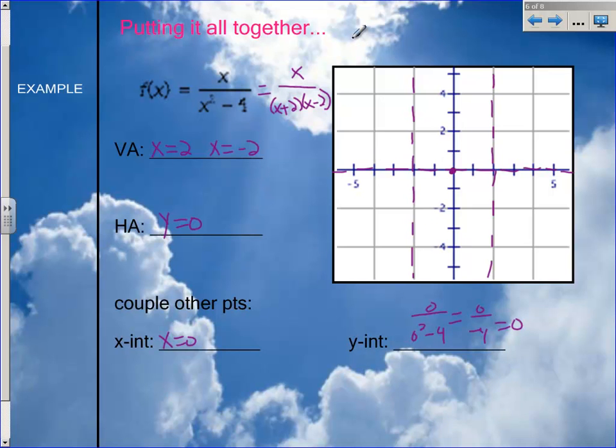When x is -3, I'm going to have -3 over -3 squared is 9. 9 minus 4 is 5. -3/5. So it's below this asymptote. So I know then that this graph does something like this.